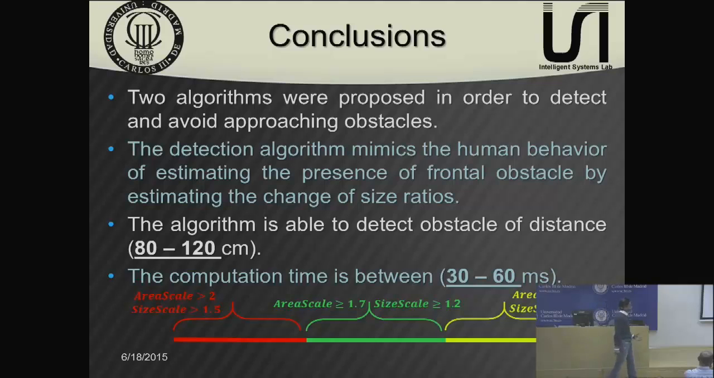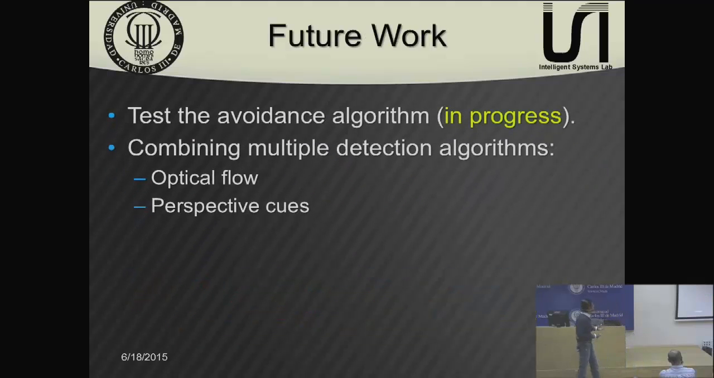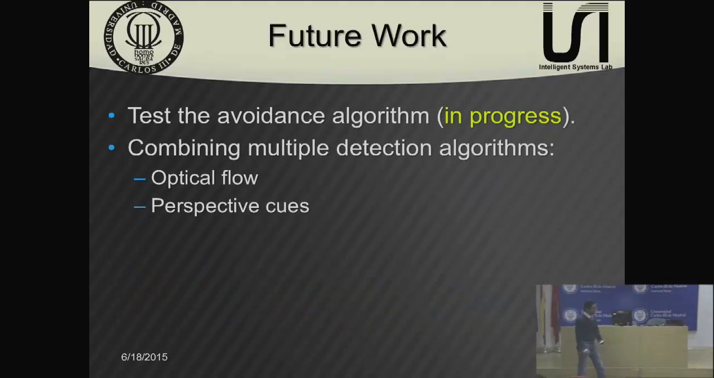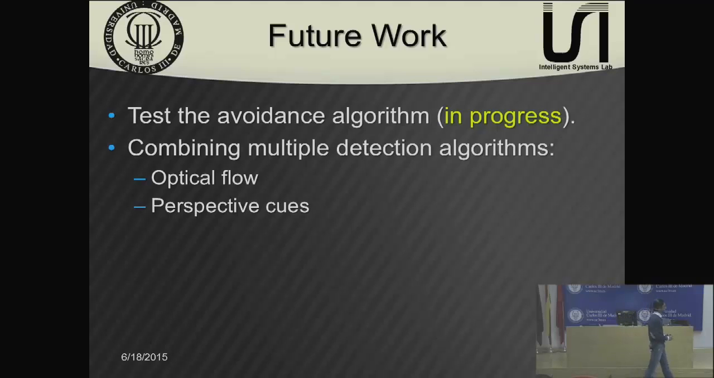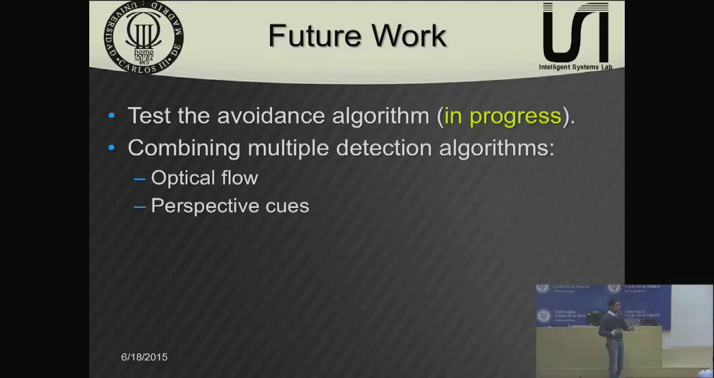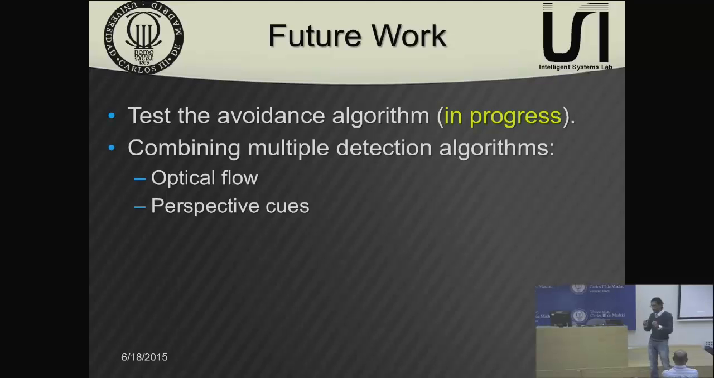As future work, actually we don't have future work because we still need to test our avoidance algorithm, which is in progress. And as an idea for future work, we can mix two or three algorithms, with our algorithm detecting the frontal and detecting some side objects. That's all. I just showed briefly the 2 algorithms with some results.